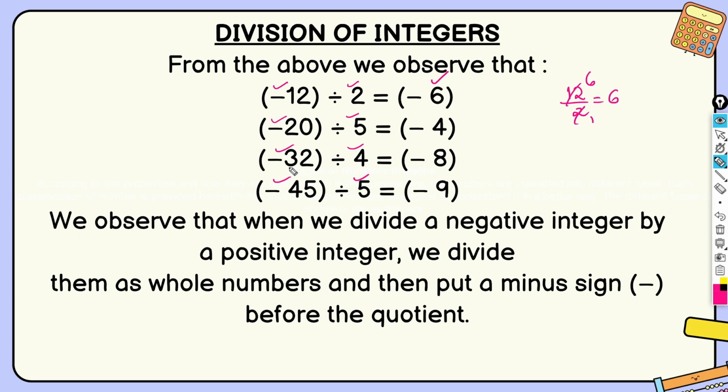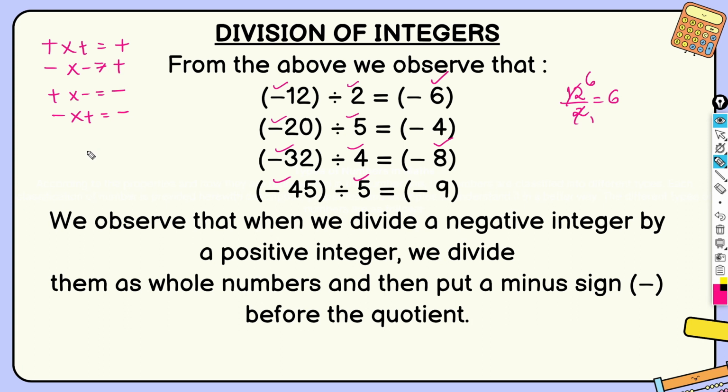In this case, minus 32 by 4 will be equal to minus 8, because 32 by 4 is 8 and minus by plus is minus. And in this case we see 45 by 5 is equal to 9, and minus by plus is minus. So this is nothing but the same rule of multiplication applying to division also. In multiplication we have seen plus into plus is equal to plus, minus into minus is equal to plus, plus into minus is equal to minus, and minus into plus is equal to minus.